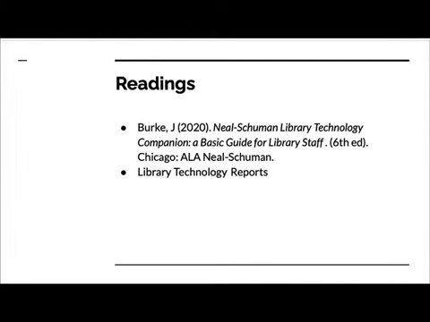So our course readings, you don't have to buy anything for this class. We're going to be using the Neil Schulman Library Technology Companion, a basic guide for library staff, the 6th edition. E-Reserve should be putting these chapters up as soon as I get the license for it. Until then, I have the physical book at home and I'm scanning the chapters. So right now, chapter 1 and 2 scans are available in Blackboard. So you can just read those now, and hopefully E-Reserves will have it ready for you. If not, I'll just keep scanning.